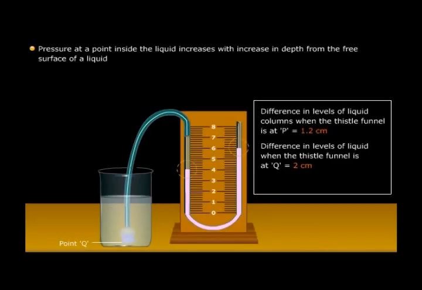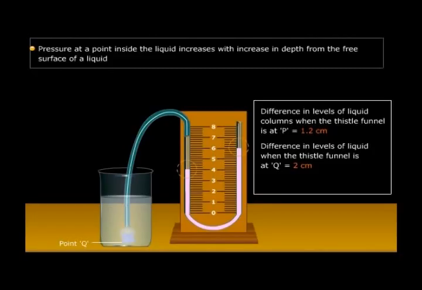So you notice that the pressure exerted at depth Q is larger than at P, shown by the larger difference in the liquid in the U-tube. Therefore, the pressure at a point in any liquid increases with depth from the surface of the liquid.